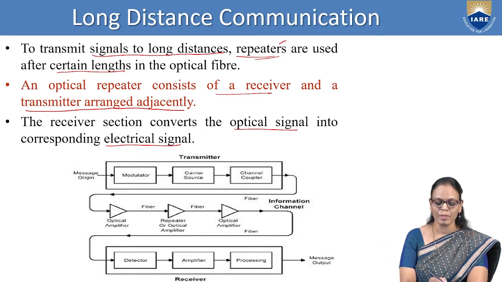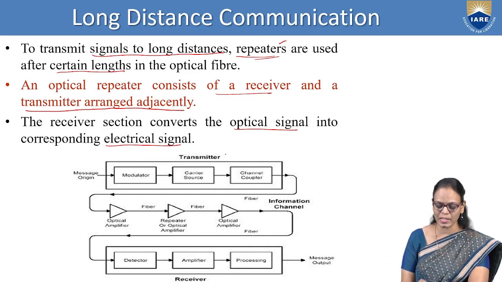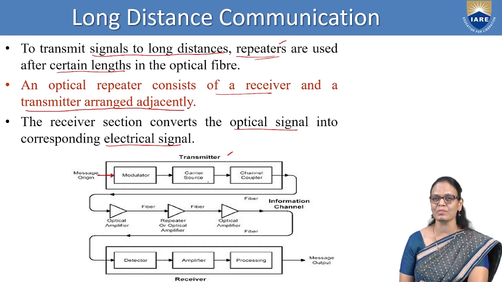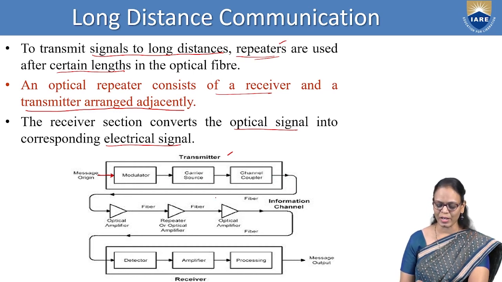Here what we are seeing is the transmitter block, whatever we have seen till now. There is a message or the input signal. We have the modulator, the carrier source and the couplers. Then it travels through the optical fiber. But when it has to travel a long distance, we use repeaters. These are called repeaters or optical amplifiers. In each repeater, what you have is a transmitter and a receiver. So from here, if the signal comes, we have a receiver which receives the signal and then again it transmits.